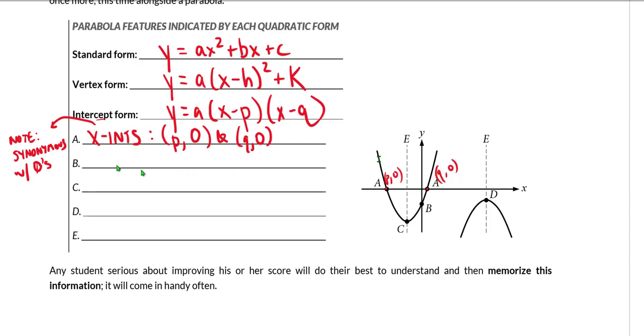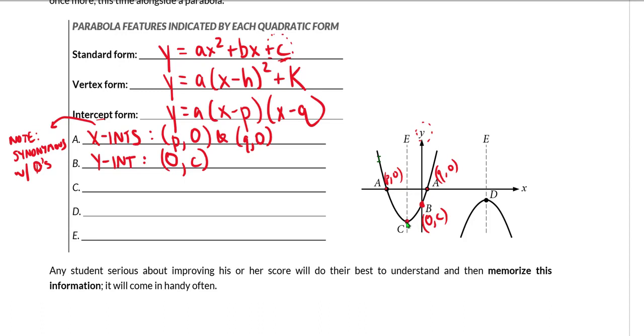In terms of point B, which we should be able to see is on the y-axis, that is the y-intercept. The y-intercept, remember, we can get from standard form. Standard form gives us the y-intercept because when x is 0, these two terms go away, and we get that y equals c. So when x equals 0, y equals c. So of course, point B right there is the point (0, c). We can see the y-intercept in standard form.